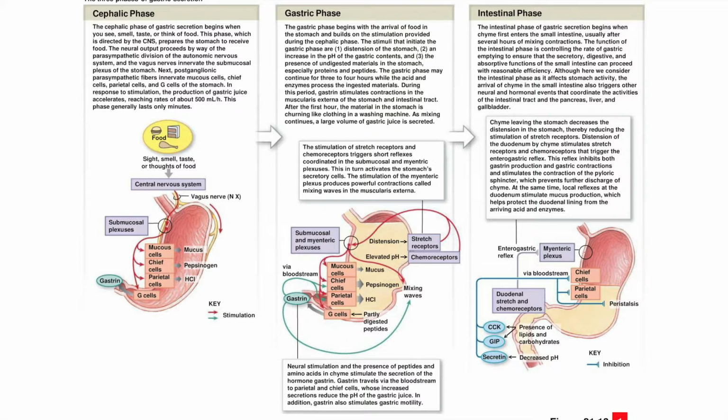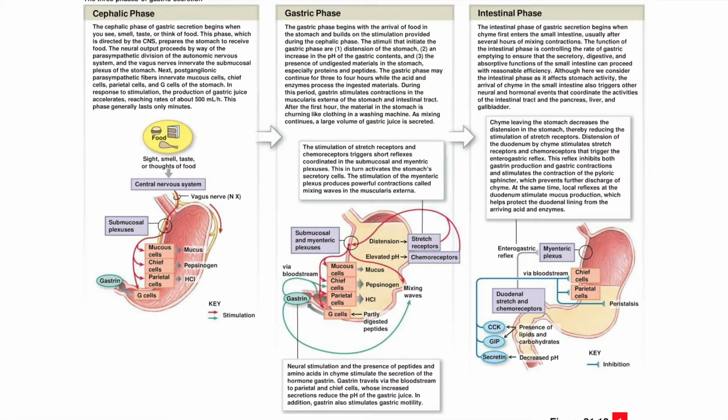Next we have the gastric phase. This is initiated by stretch of the stomach or an increase in the pH of the stomach, and also the presence of undigested materials. So this causes even more gastric juice to be produced. It causes the muscularis externa, the muscles, to contract to mix the food. So when the stomach fills up, that's when this phase starts, and it releases even more acids and enzymes and causes the stomach to contract to mix the food.